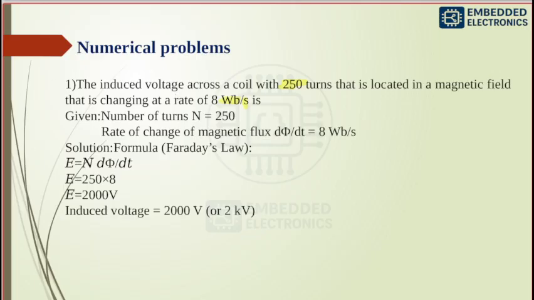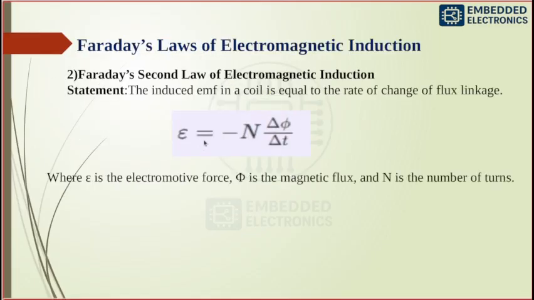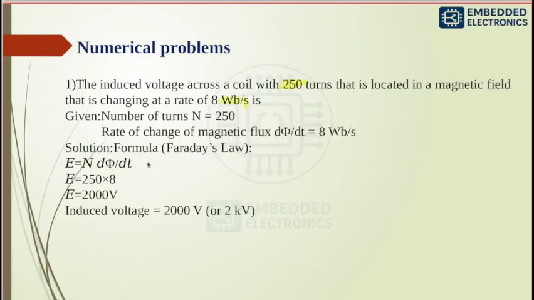Now from Faraday's law we have the formula EMF epsilon equals N delta phi by dt. Here no need to mention the minus sign because it represents the direction, not magnitude. So substitute the values. N is 250 and d phi by dt is 8. So now induced voltage or EMF is equal to 2000 volt. We can also write it as 2 kilovolt.